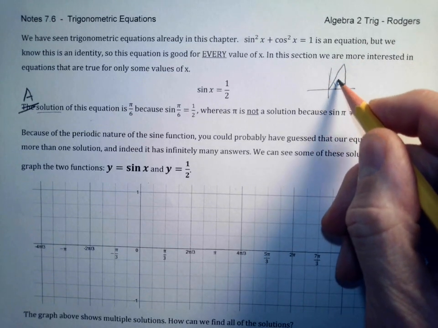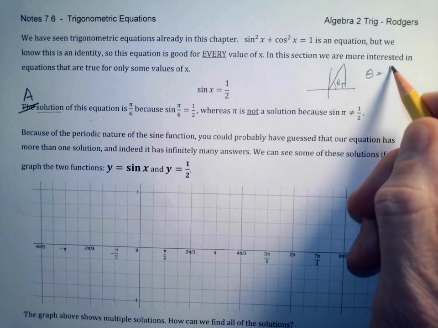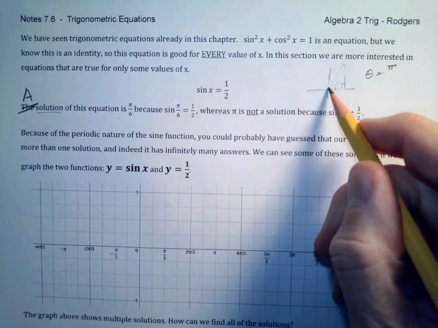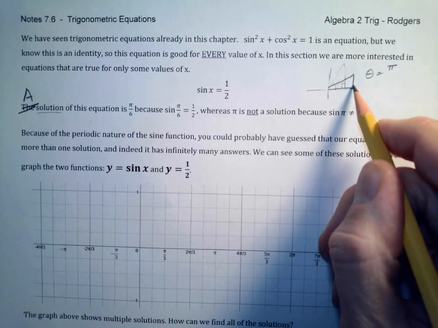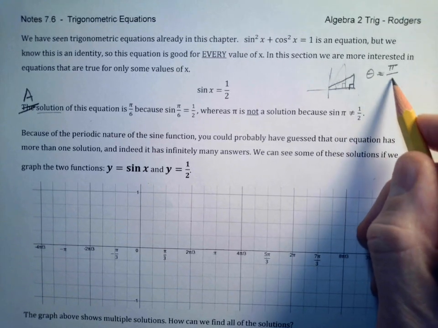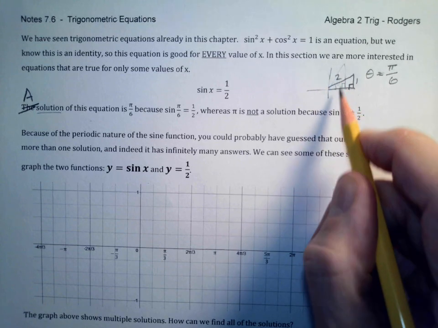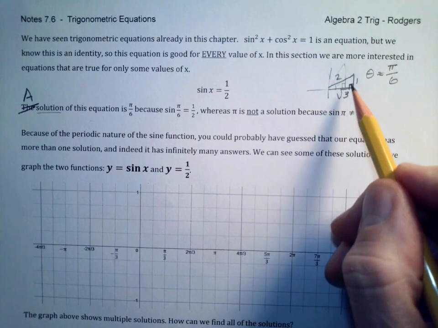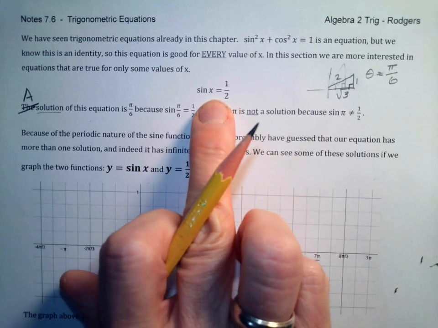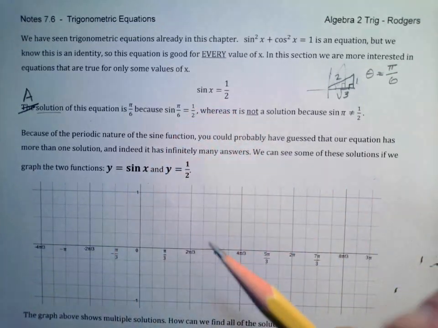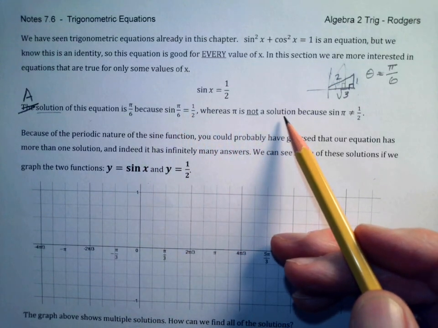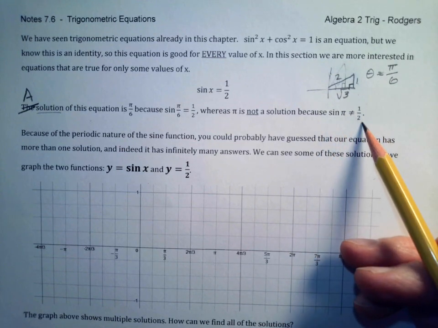So for theta equal to pi over, nope, sorry, I didn't really draw that to scale. Let me draw that a little better. Probably out this way would be better. And so theta is equal to pi over 6. That's 1, that's 2, that's the square root of 3. So sine, of course, is 1/2. One solution to this equation would be pi over 6. Now, pi, for example, is not a solution because sine of pi is not equal to 1/2.